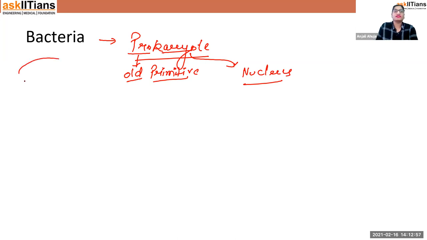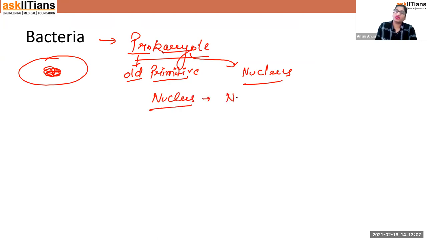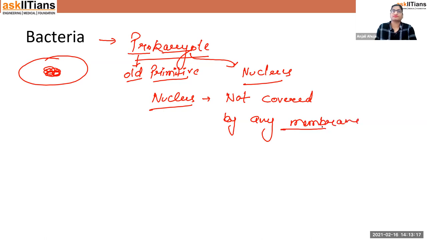Why the old one? Because their nuclear material is present just like that. It's not covered up by any membrane. Nucleus, not covered by any membrane. And that's the reason we don't even use the word nucleus. We call it nucleoid. Remember it.